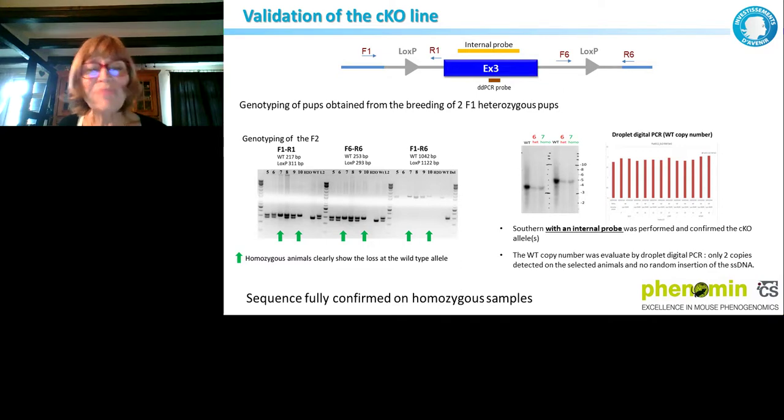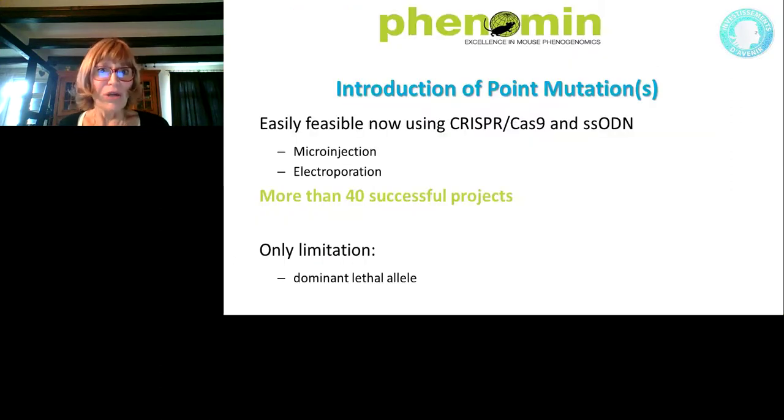And that's why perhaps double-stranded DNA is a better solution, because there will be less mutation there. Now, the next point I want to emphasize here: point mutations are pretty simple and work really very well by microinjection or electroporation. We had plenty of successful projects.